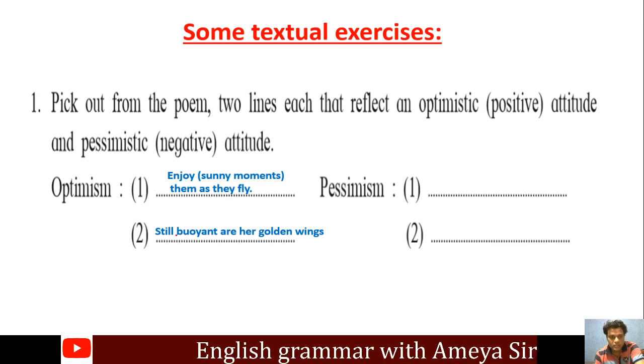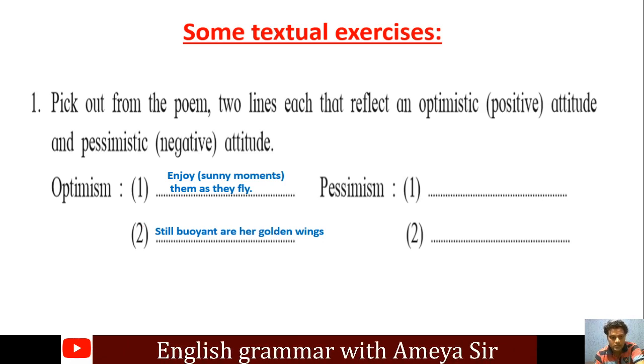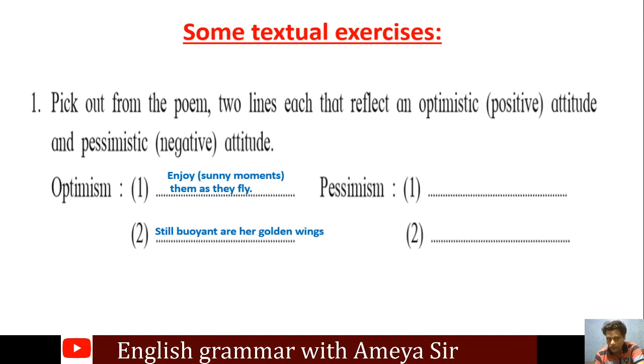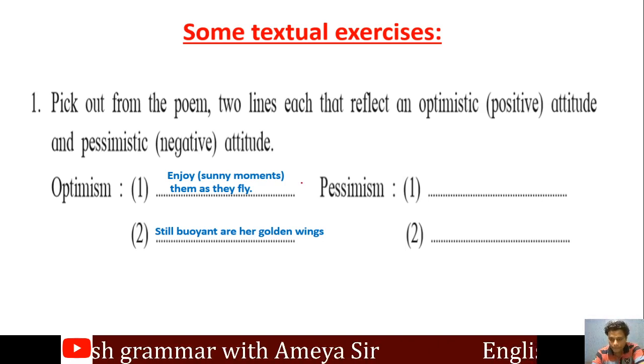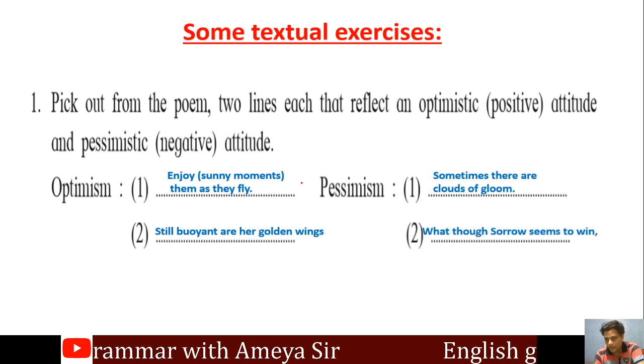The next one is "still buoyant are her golden wings." Well, that definitely is optimistic. It is the line that referred to hope. For the negative lines, here are my suggestions.